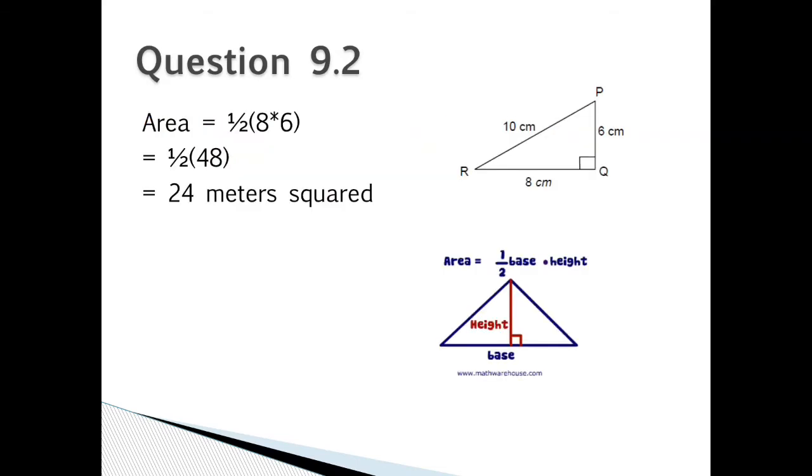Question 9.2. To find the area, we use the formula half base times height. So you substitute as half 8 times 6, which is half of 48, which is 24 meters squared.